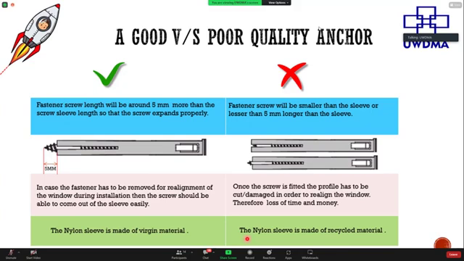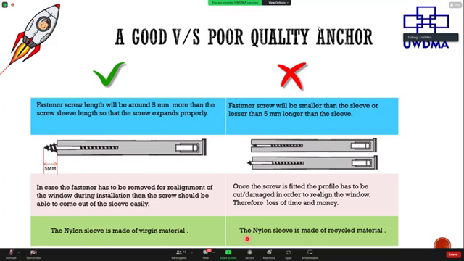Because at the site, 90% of the time the alignment is not proper in one go. You need to take out the fasteners at least 1 to 2 times to realign the frame, especially in the case of sliders. So at that time, if the sleeve material is recycled, poor quality, what happens? If you take out the screw and try to remove it, it will break.